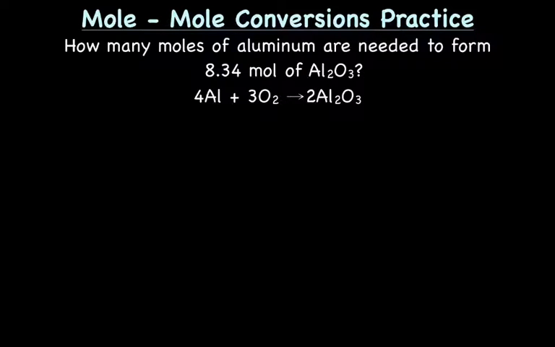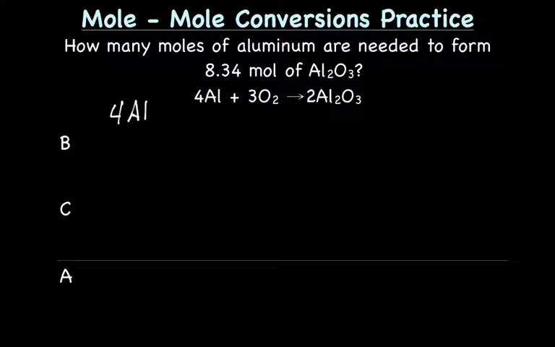How many moles of aluminum are needed to form 8.34 mole of Al2O3? And our balanced equation, we have 4Al, or 4 moles Al, plus 3 moles O2 produces 2 moles Al2O3. All right, let's jot down our BCA, or bucket table. And if you remember, our first step is to write out our balanced equation.